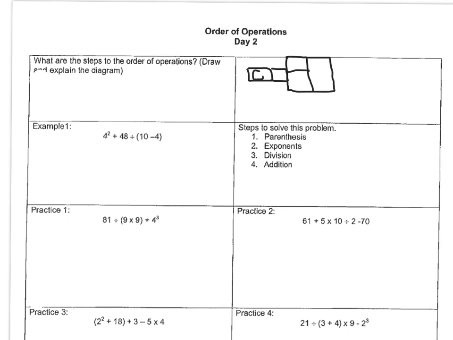The first one, we have G, that stands for the grouping symbols, which are parentheses, brackets or braces. Next we have our exponents, and then we have multiplication or division, whichever one comes first from left to right. And then you have addition or subtraction, whichever one comes first from left to right. So now let's move on and start doing some practice problems.